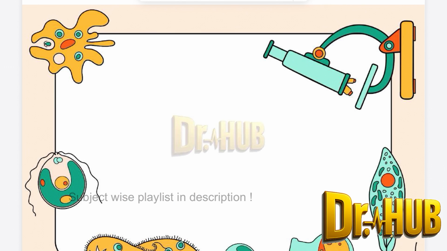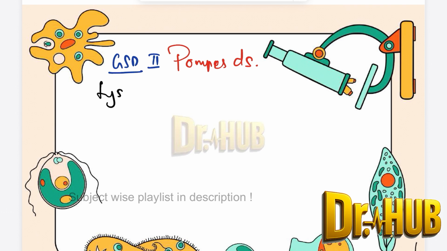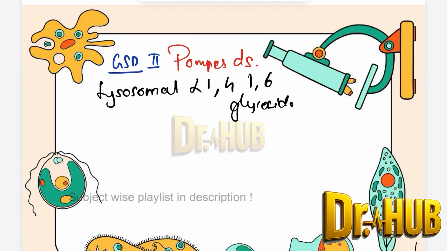Next, what we have is GSD 2. Under glycogen storage disorder 2, the disease is Pompe's disease. Pompe's disease is a defect in the lysosomal alpha 1,4 and 1,6 glucosidase. This is nothing but acid maltase.